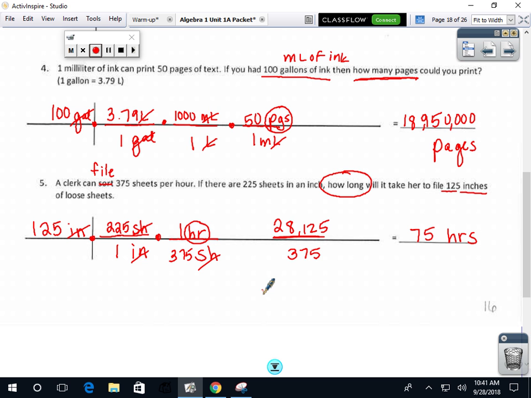That's not a good job to have. That'd be boring. All right, now turn to the next page.